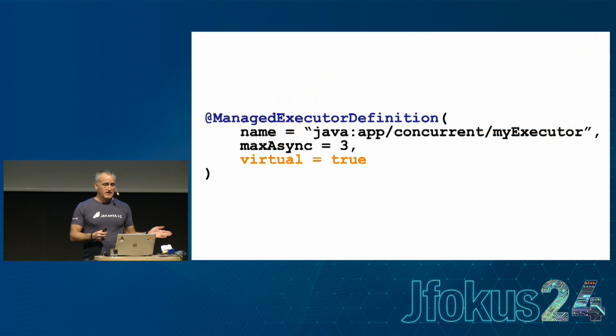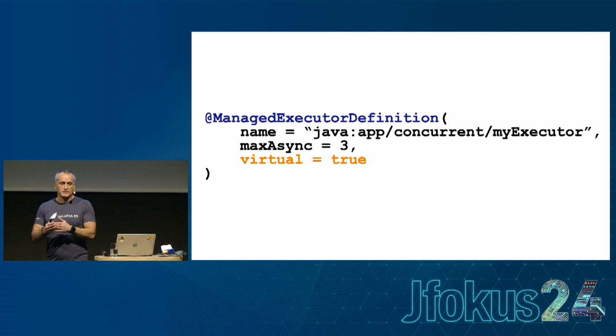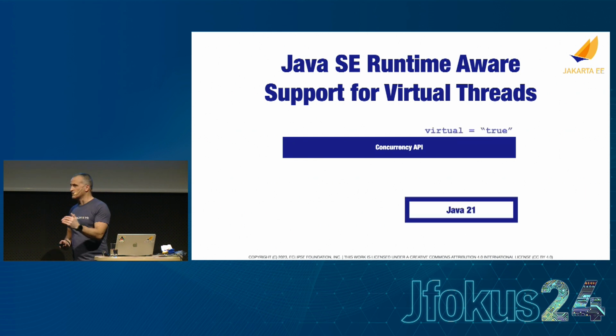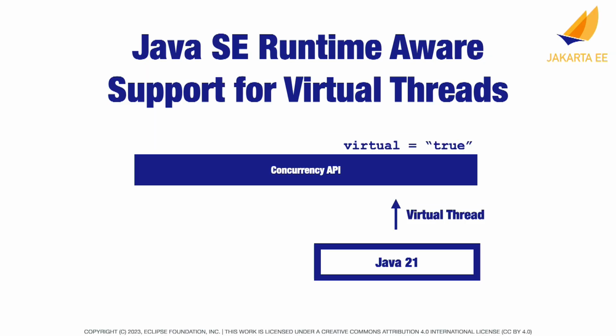Well, it turns out in the APIs, they actually don't need to expose anything about the virtual threads. In this example, the managed executor definition, they'll just add a flag virtual equals true. And if it's true, it will try to give you a virtual thread. The way it will work is that the specification will mandate SE runtime aware support for virtual threads. So if you're running on 21, for example, and you set the virtual flag to true, you will get a virtual thread.